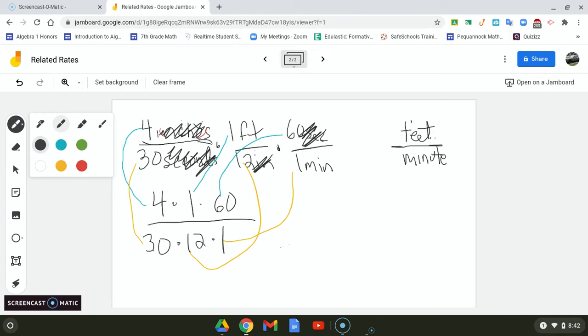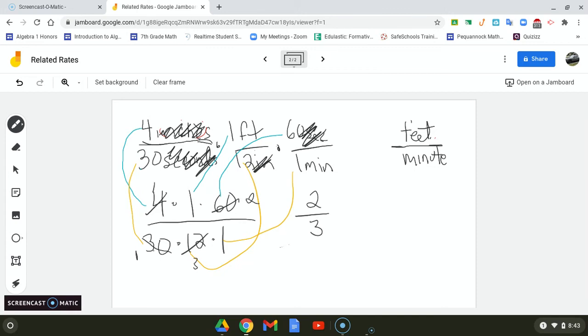Well, 30 and 60, that's a pretty nice reduction. So we could say that 30 goes into 30 once, 30 goes into 60 twice. Then 4 and 12 is a good reduction: 4 into 4 once, 4 into 12 3 times. Now we'll multiply across the top. 1 times 1 times 2 is 2. Across the bottom, 1 times 3 times 1 is 3. So what we know is that we can travel 2 feet in 3 minutes.